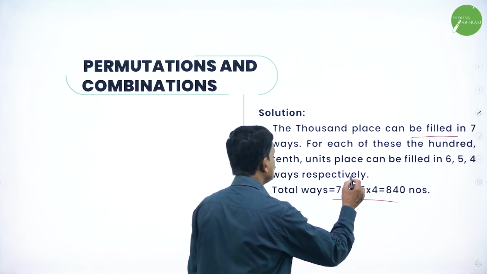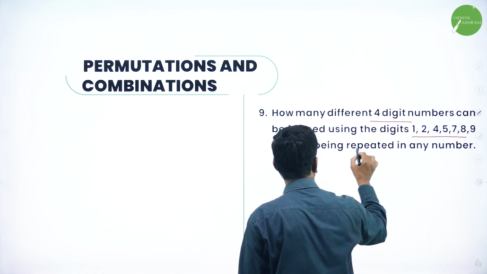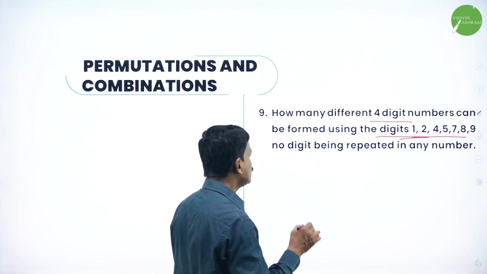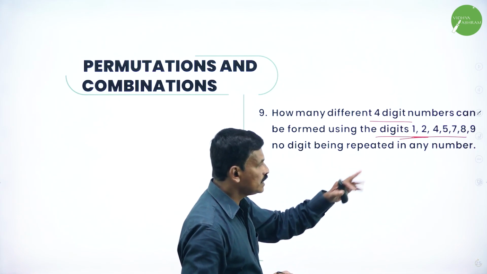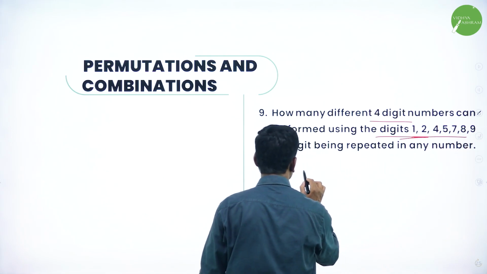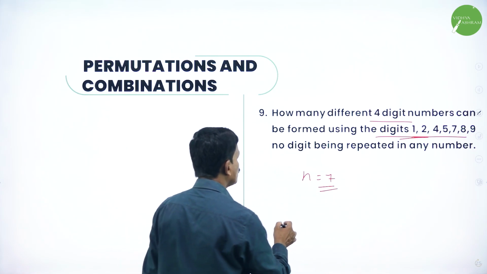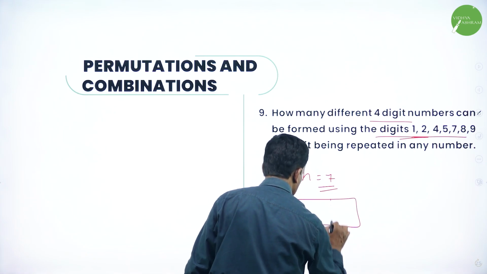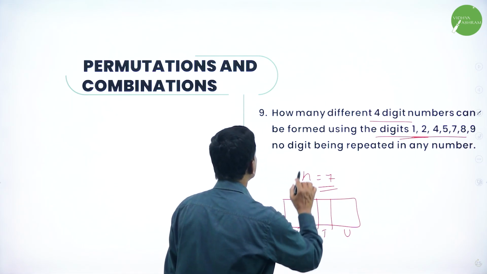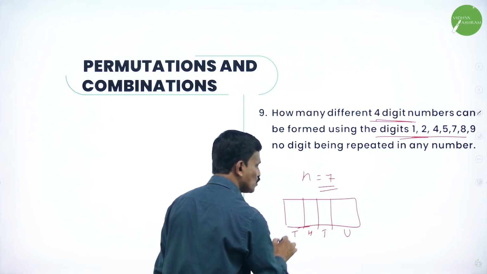See here, how many different 4 digit numbers can be formed using the digits 1, 2, 4, 5, 7, 8, 9, no digit being repeated in any number? So how many digits are there? 1, 2, 3, 4, 5, 6, 7 digits are there. Here n is equal to 7. So that means from these 7, we are going to fill the unit, 10, 100 and 1000 places. A 4 digit number means unit, 10, 100, 1000, right?